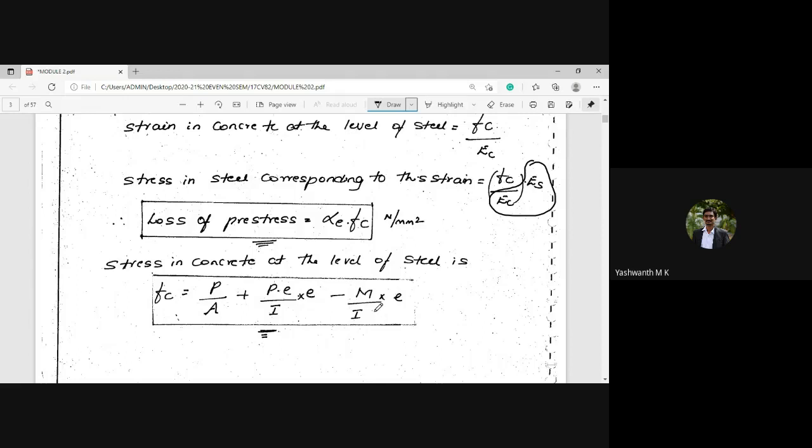What will be the stresses due to dead load and live load at the level of steel? Based on this formula, I'm going to calculate the stress in concrete at the level of steel. Once you know Fc and alpha E, that is Es by Ec, substitute in the main formula and calculate the loss of pre-stress due to elastic deformation in the concrete. Like this, we need to calculate the loss of pre-stress due to elastic deformation for the pre-tensioned case.